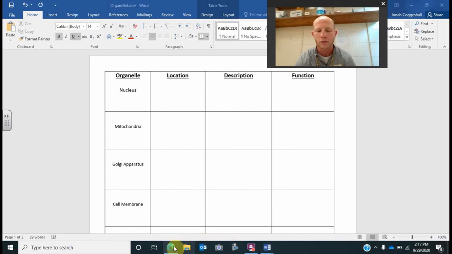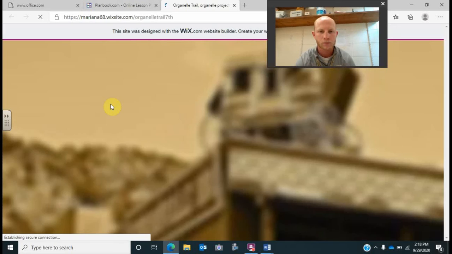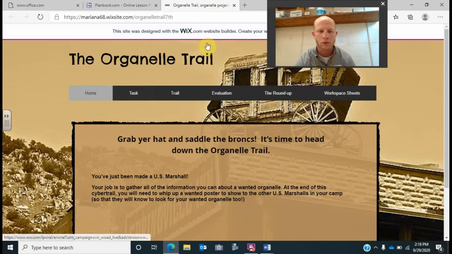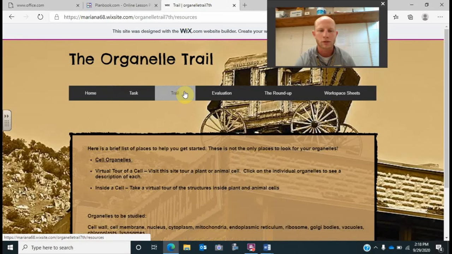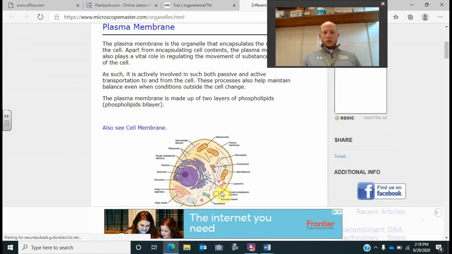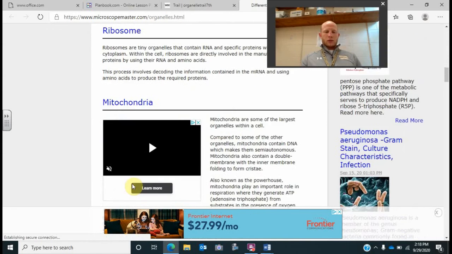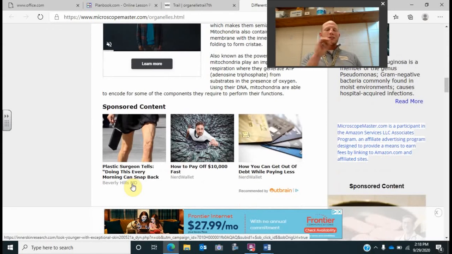And so where do we find all of this information? Well, you go to the organelle trail. It takes you to this website, and you'll go right here to the trail, where these three bullet points are all different websites. If I go here, cells, organelles, this is the most straightforward website. I just scroll down here: the nucleus, the DNA, ribosomes, mitochondria. These are all organelles. Remember, these are tiny organs that are located inside of a cell that make up a cell.